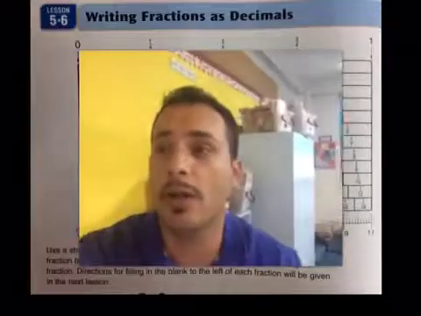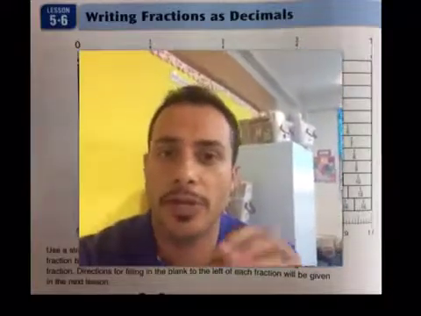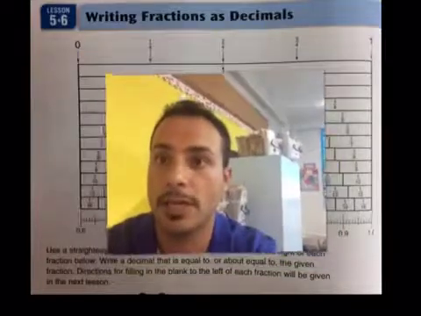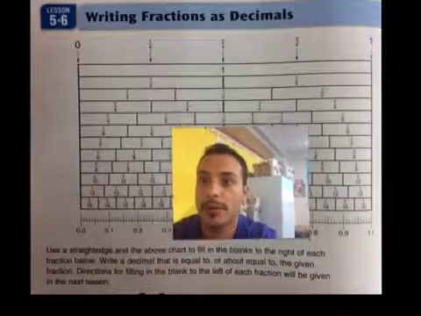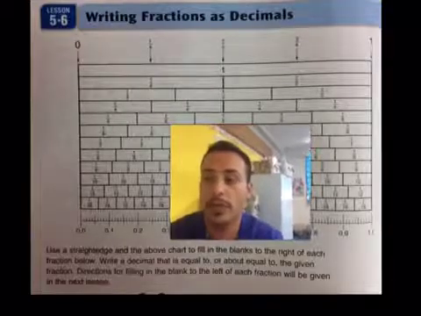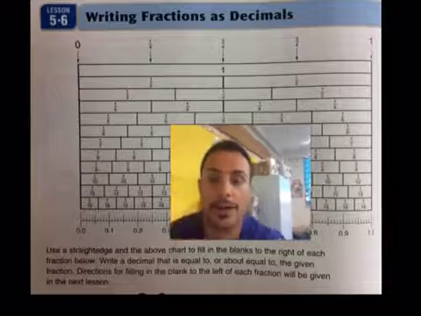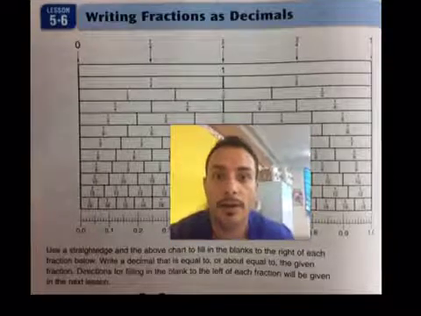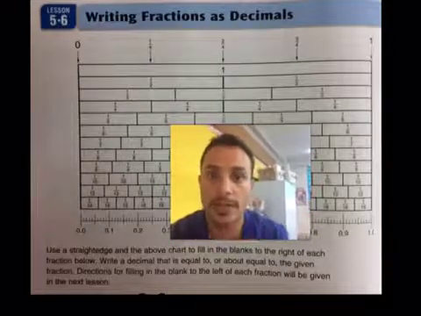Hello boys and girls and welcome to lesson 5-6, writing fractions as decimals. What we're going to do is look at a couple of different ways of turning a fraction into a decimal. And I want to also show you how to use this table and a straight edge or a ruler to identify where the decimal falls. The fraction turns into a decimal.